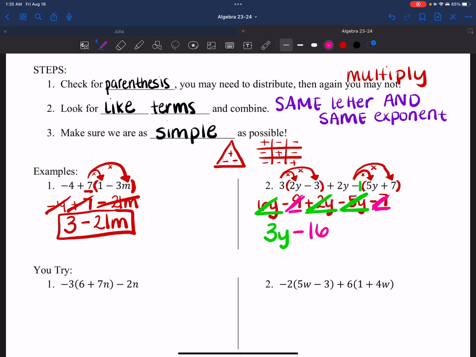All right. Now let's look at what we got. We got 3y minus 16. No more parentheses, so I don't need to distribute. And I can't combine 3y minus 16 because 16 doesn't have a y. So I have no more terms that I need to combine. We are as simple as possible, and that is our simplified expression. Okay? We are simply combining like terms and distribution into one problem. Take it step by step.